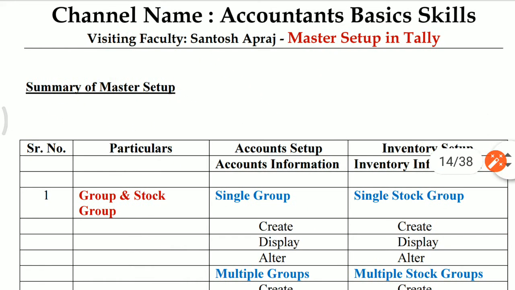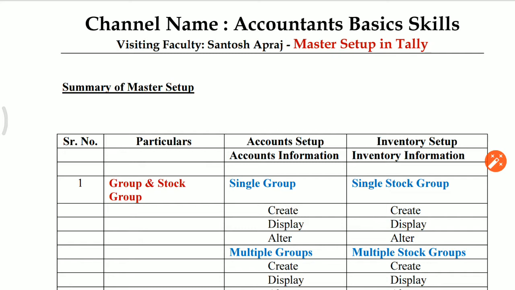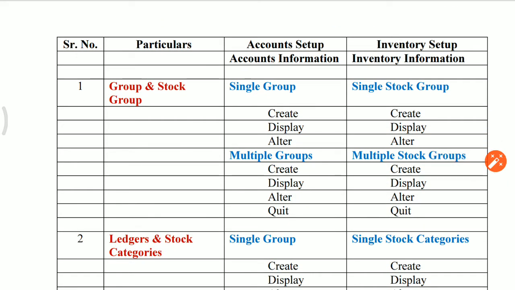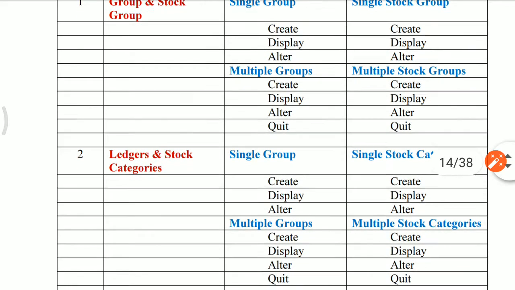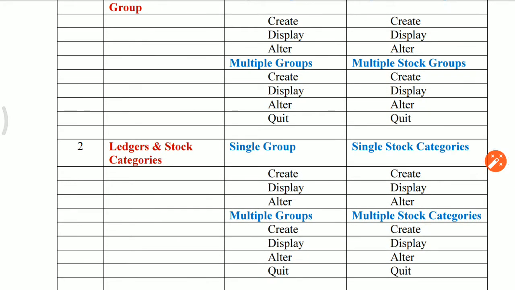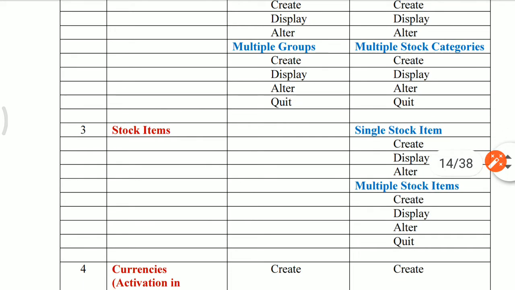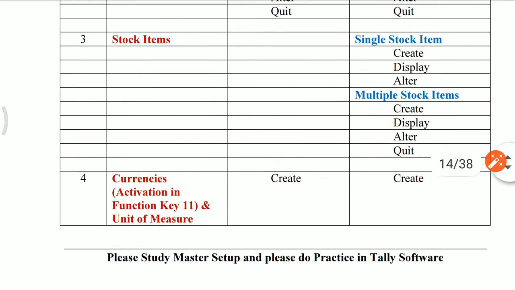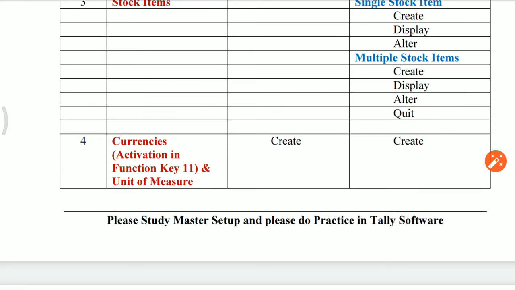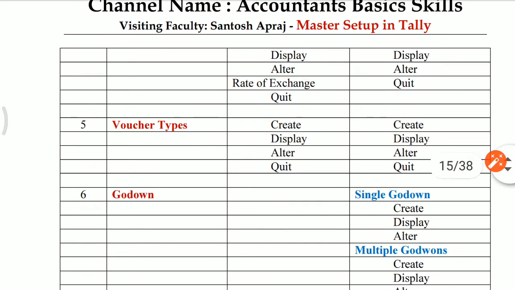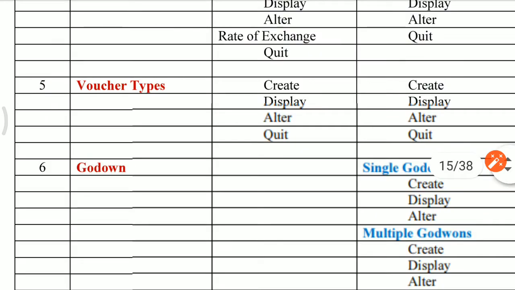Next screen is comparison of master setup of account setup and inventory setup. In the case of group, the same options are available. Stock, creation of ledger and stock categories, the same options are available. Stock items only in inventory. Currency only in account information, and unit measurement in inventory. Next one is voucher types. Voucher types options are available on both sides, account information and inventory setup.